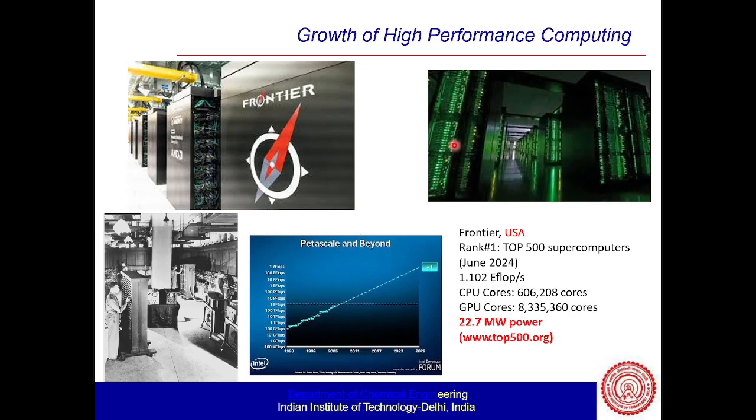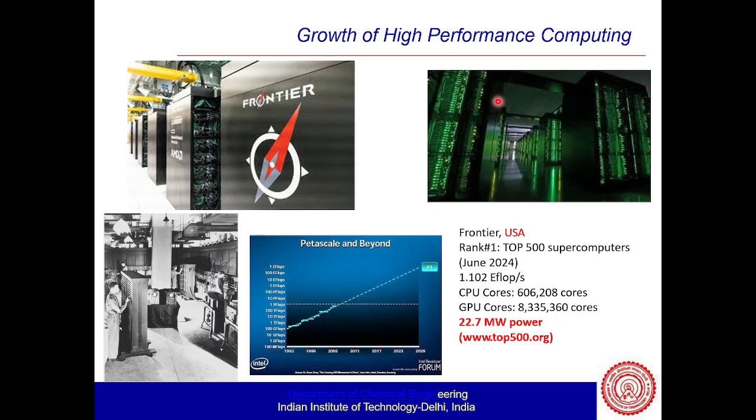Nodes contain a number of GPUs and CPUs, which we can access by using our terminal, and we run our jobs here. For example, the first supercomputer, which is rank one nowadays, is Frontier in the USA. It is basically 1.102 exaflops per second, with 606,208 CPU cores and some 8,335,360 GPU cores. As you can see from here, these are very large numbers of cores.